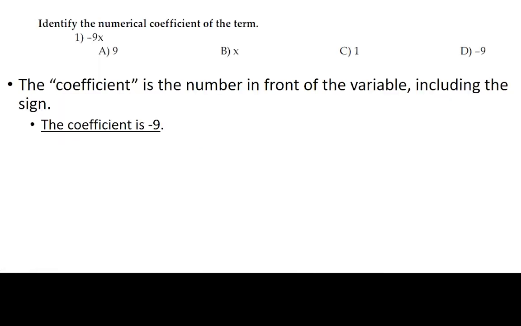Identify the numerical coefficient of the term. We're given negative 9x. Since the coefficient is the number in front of the variable, including the sign, the coefficient is negative 9.